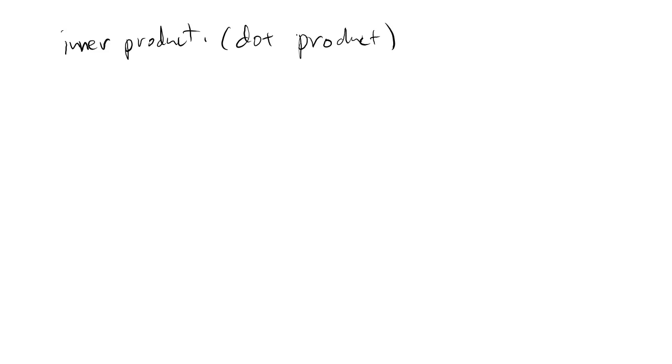And some books even distinguish their meaning, but I'll just use them interchangeably. So what's a dot product? It means that if I have x comma y and then a comma b, the dot product is ax plus by. That's what dot product means.